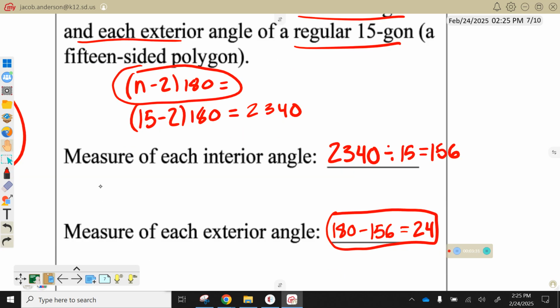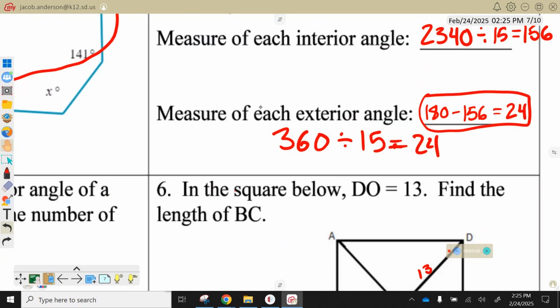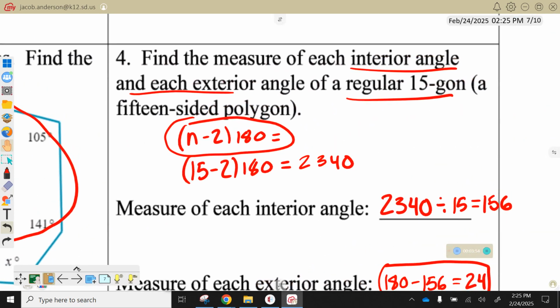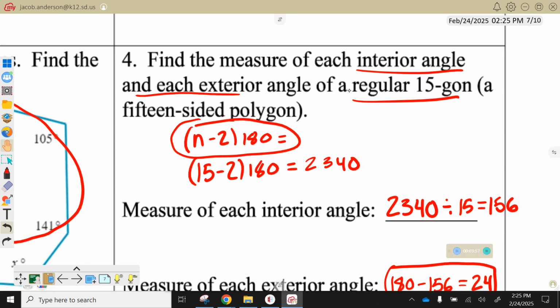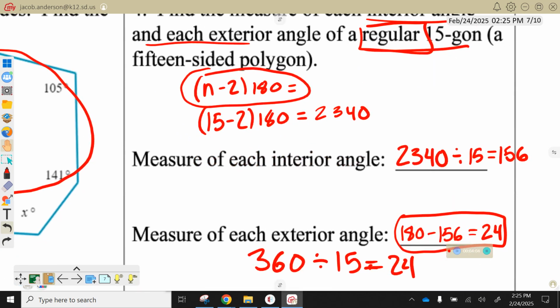Another way to do this question, since all of your exterior angles add up to 360, you could divide 360 divided by 15, and I bet that gives you 24 as well. So that's just another thing that you could do to get that exterior angle. One more comment on that if you're confused. It says regular here up at the top. Regular means all of the sides and all of the angles are the same, and that's why we can divide those like we did.